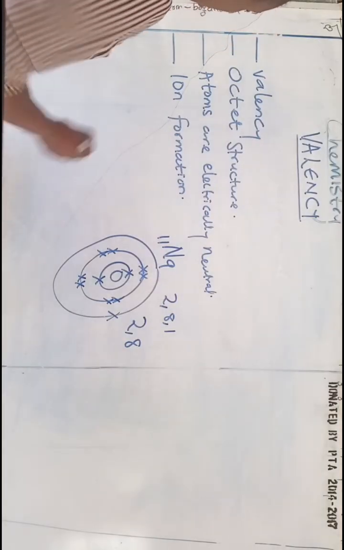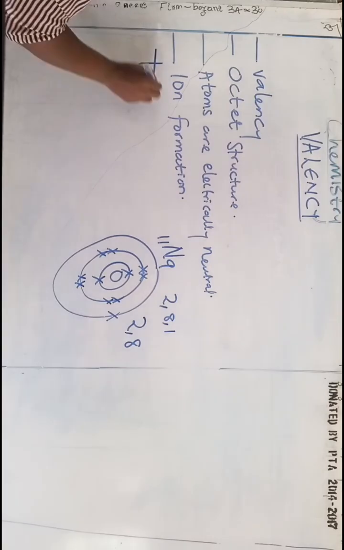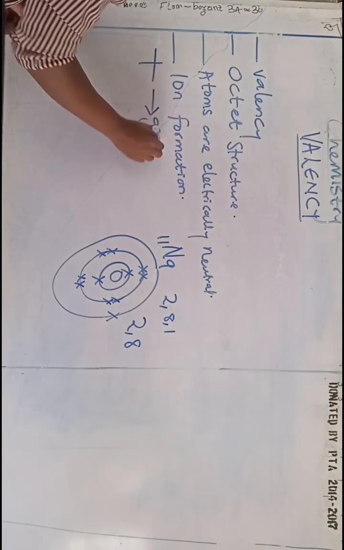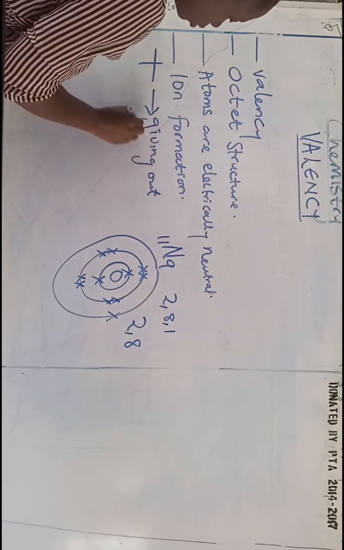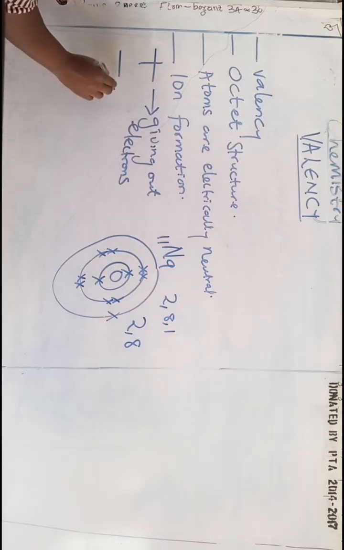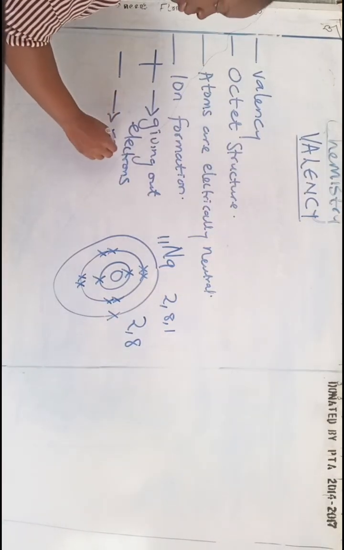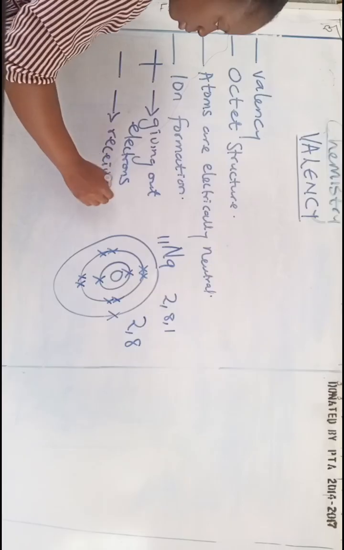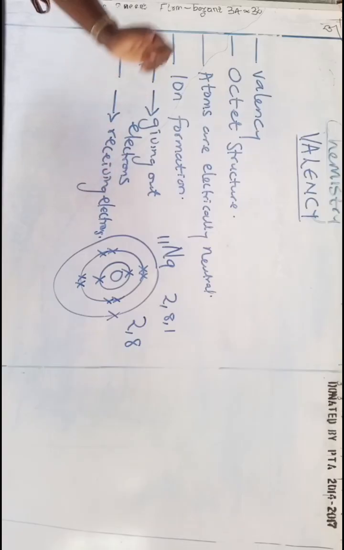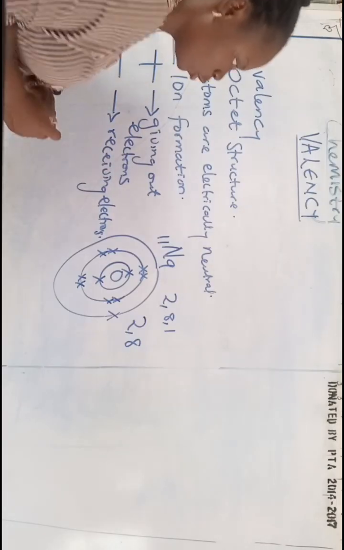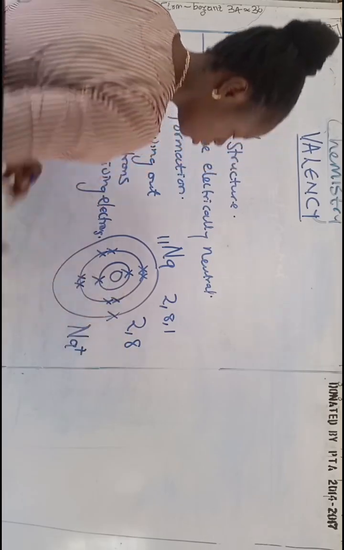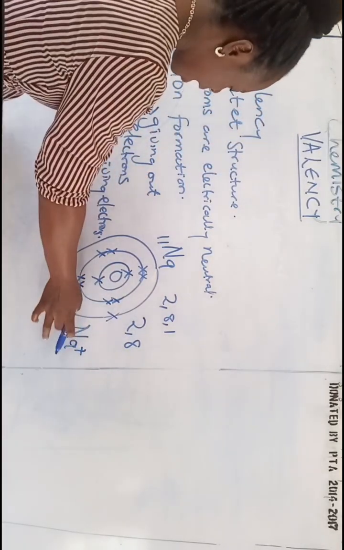Now this is it. An atom that carries a positive charge is the one giving out electrons, while the one that carries the negative charge is the one receiving electrons. So in the case of sodium, sodium will give out this 1 and sodium will become what? Sodium plus. So it will become an ion.